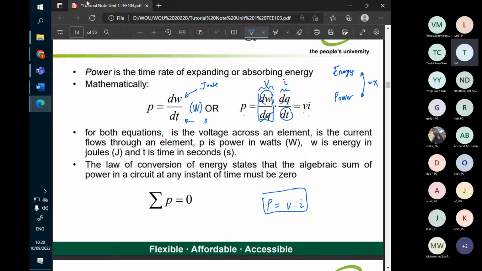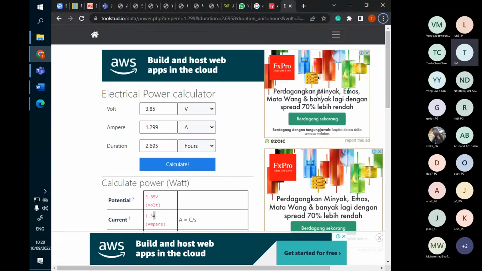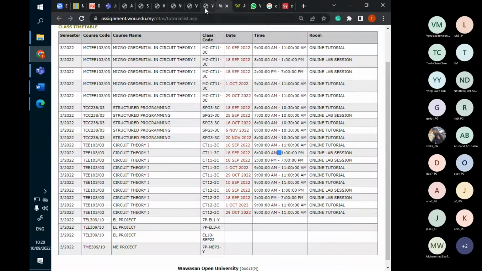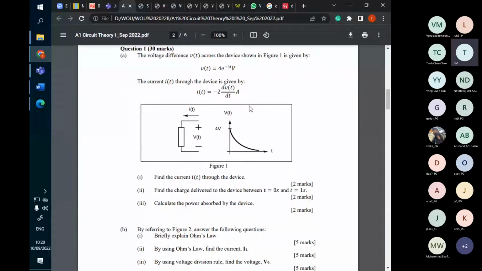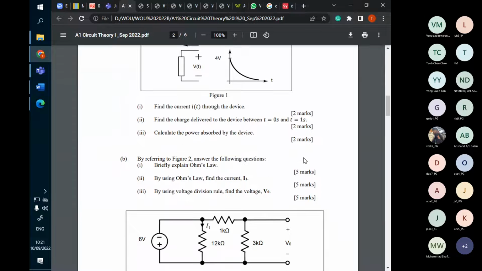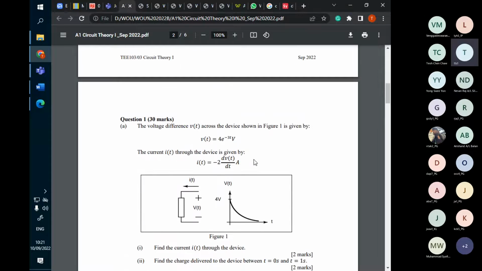All right, I'm back. Let me see whether you can answer some questions at this stage. Let's look at the assignment. Okay, let's look at the first question here. This will be the following question. Let's look at this one.